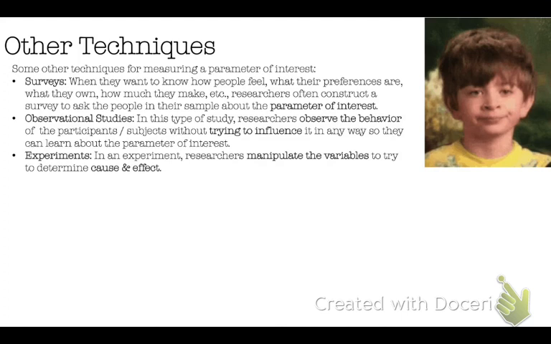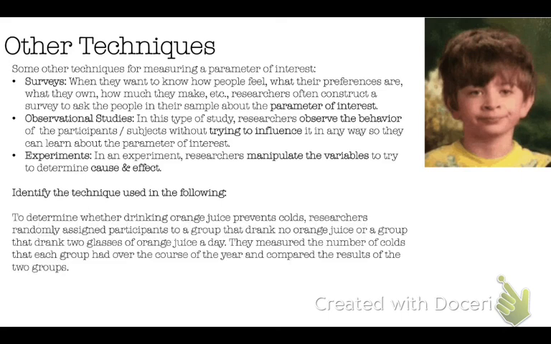Okay, experiments. Well, we all know what experiments are. It's where researchers can manipulate the variables to try and determine cause and effect. So we want to identify techniques used in the following. So to determine whether drinking orange juice prevents colds, researchers randomly assign participants to a group that drank no orange juice or a group that drank 2 glasses per day. They measured the number of colds that each group had over the course of the year and compared the results of the 2 groups. Well, this would be an experiment because we have a control group and we have another group, and then we compare the results.